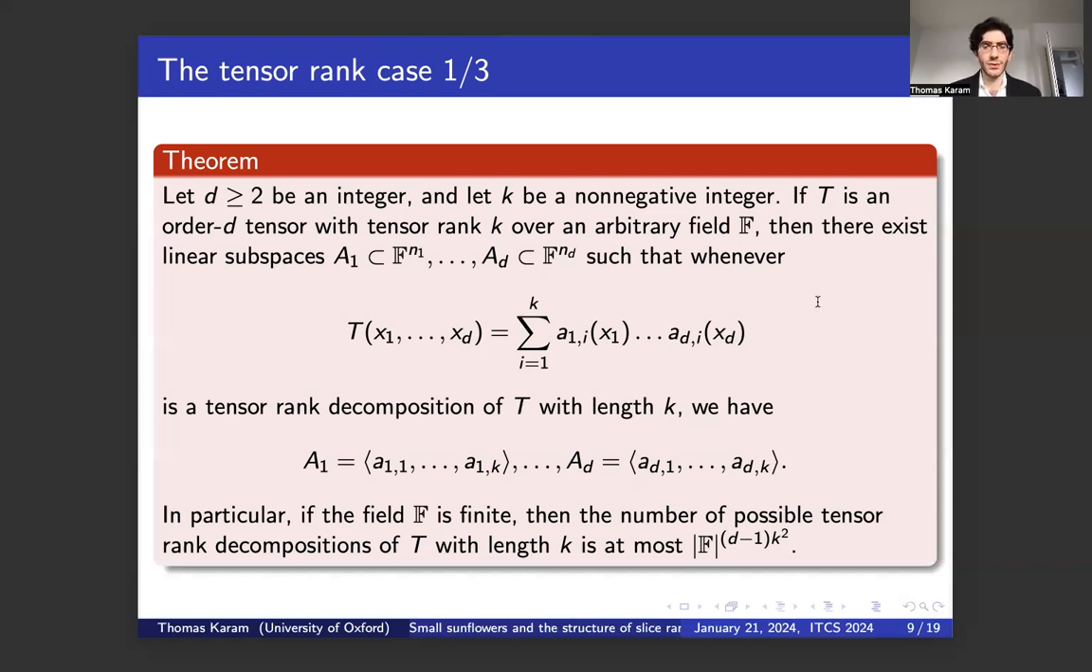The main point is the consequence about the subspaces A1, A2 that we had in the matrix case extends to the tensor rank case, even if there may be more than one minimal length tensor rank decomposition, even up to change of basis.